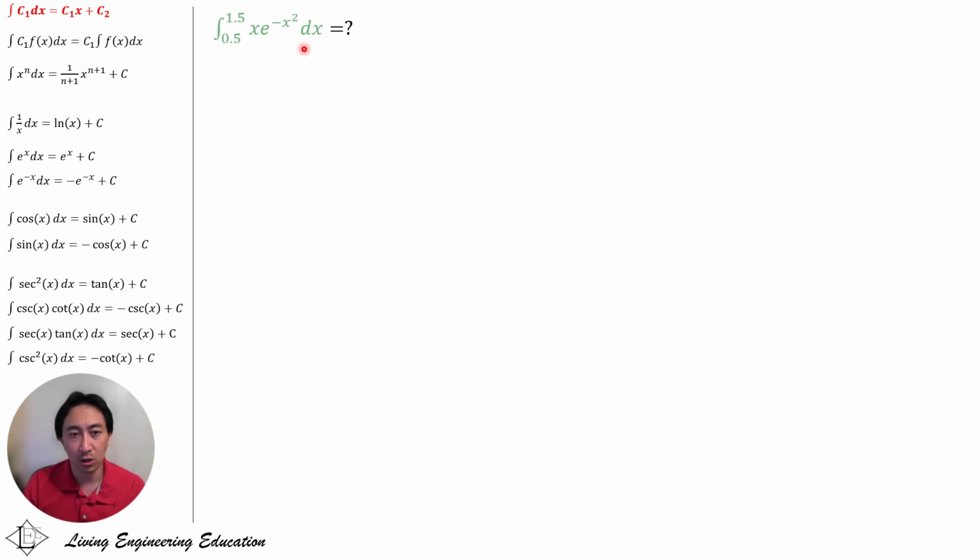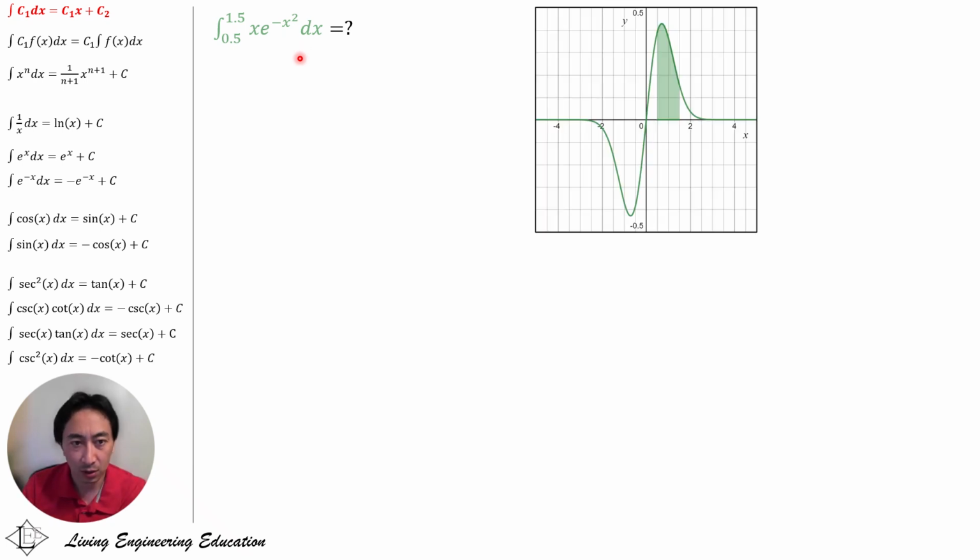I'm going to start with u equals x squared. Let's see what we get. So this is the actual graph of x times e to the negative x squared, and the shaded area is the integral with limits 0.5 to 1.5. Okay, so we're expecting to see a positive integral from this example. All right, so let's try u equals x squared.